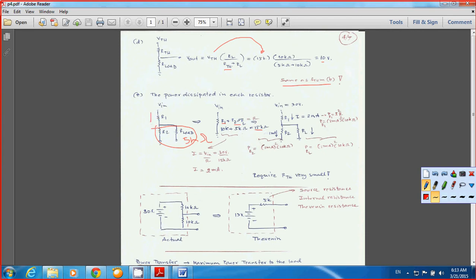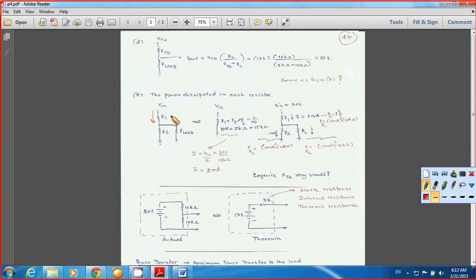You can find the current flowing through R1. So the current flowing through R1 is Vin over R. Vin is equal to 30 volts, right? What is your R? R is going to be R total in the circuit, and I have R total to be 15k ohms. So 30 volts divided by 15k ohms, you end up with the current of 2 milliamps. That means 2 milliamps is the current flowing through R1.